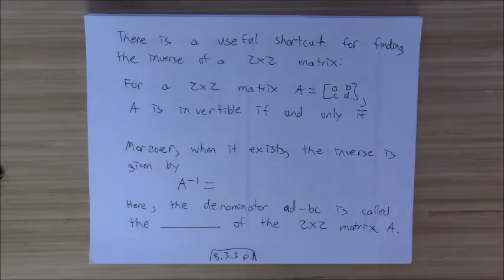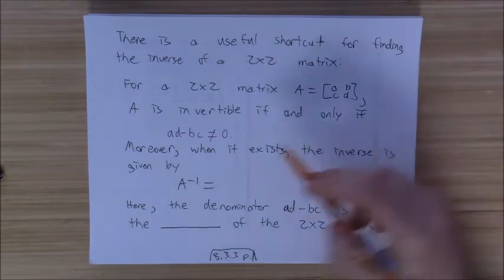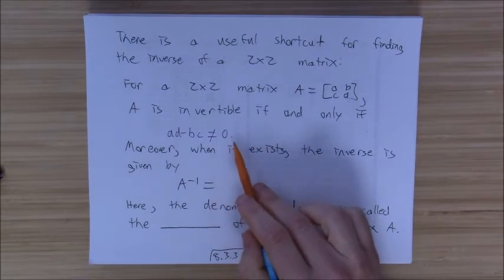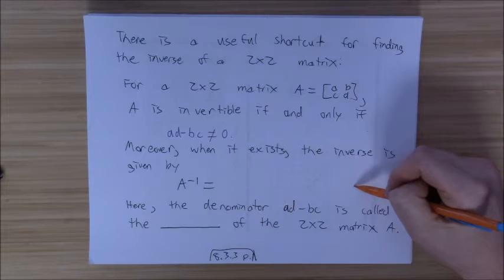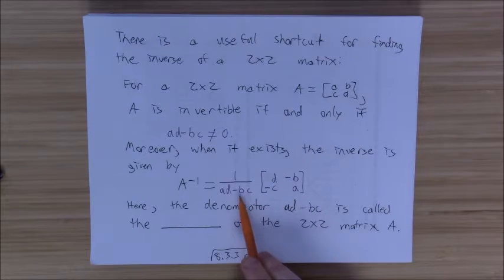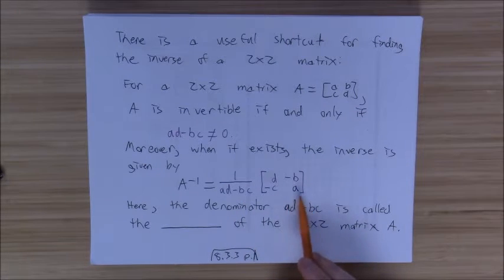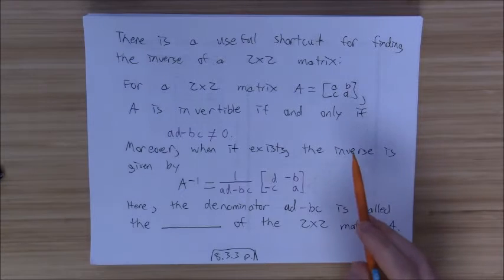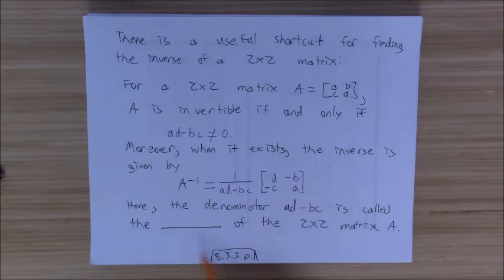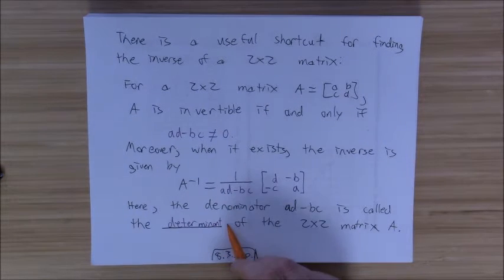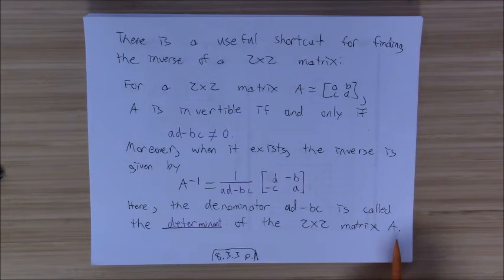A is invertible if and only if ad minus bc is non-zero. Moreover, when it exists, the inverse is given by a scalar multiplication of 1 over ad minus bc times the same matrix, except that now we've swapped a and d and put negatives on b and c. And here, the denominator ad minus bc is called the determinant of the 2 by 2 matrix A.